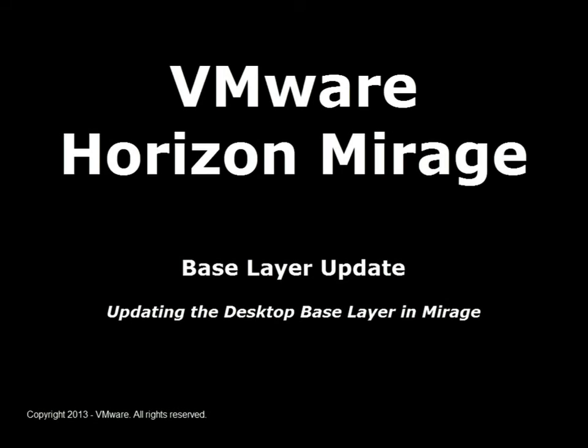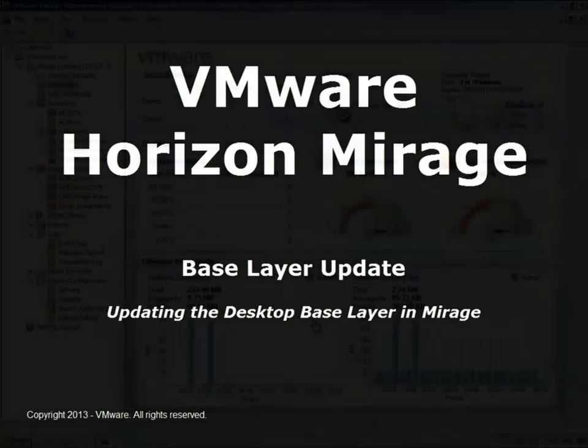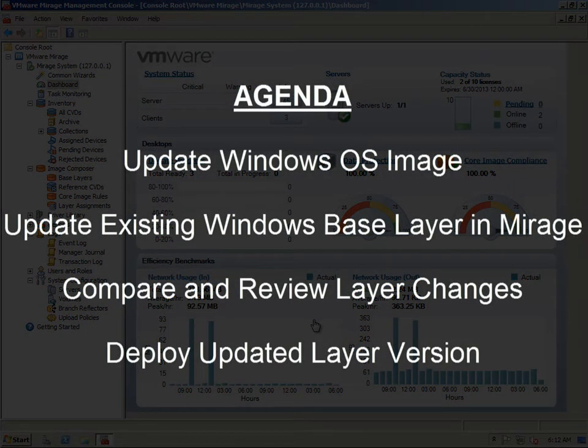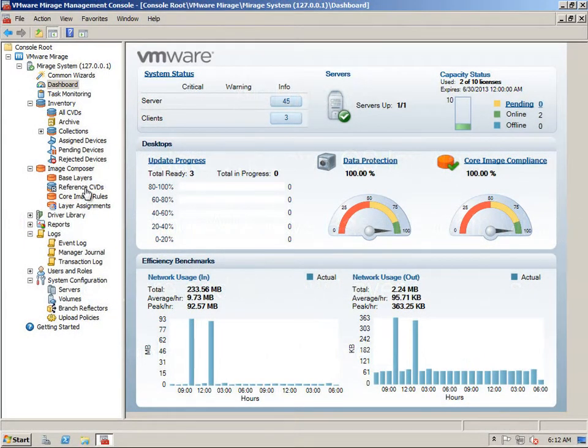Welcome to this VMware Horizon Mirage base layer update video. In this video we will show the steps necessary for changing or updating the base layer with new settings and applications. The basic steps to be covered are updating the Windows OS image with desired changes, updating the existing base layer in Mirage by uploading the differences between the layer versions, comparing and reviewing the differences between the layer versions, and deploying the updated layer version to implement the changes desired.